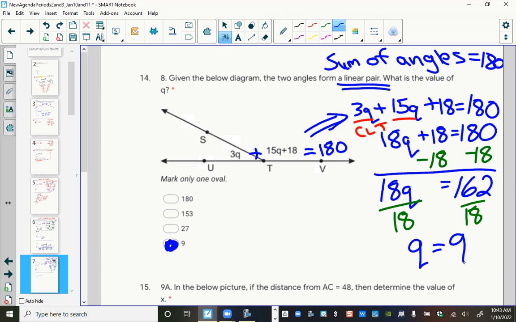So linear pairs, sum them up is 180. All right. Anybody have questions on that one? Now the next one's going to be a little bit tricky, or a lot tricky. The one on the bottom of this page.